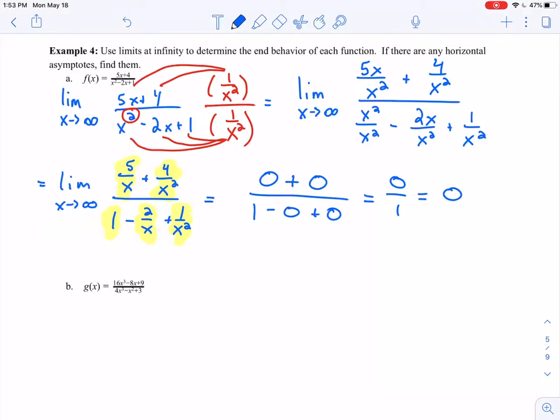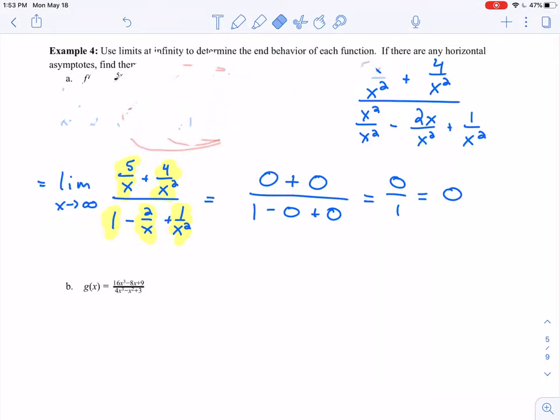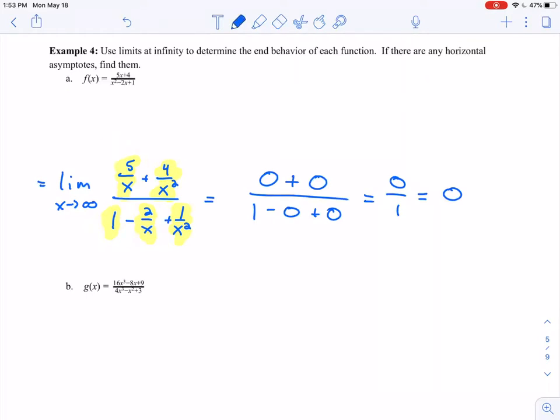Really quickly here, I'm kind of running out of room, so why don't I erase this part up here? Because when we talk about end behavior, we generally want to know the behavior at positive infinity and negative infinity as well. So I'm going to look at the limit as x approaches negative infinity as well. And what I would do here, I would just take this simplified form.